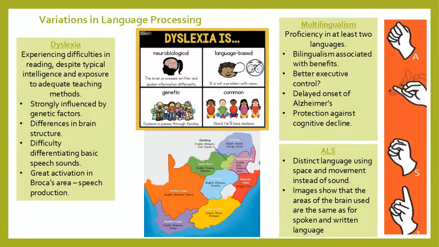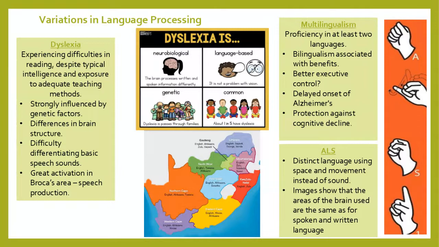Multilingualism is another language area that's interesting, and it means proficiency in at least 2 languages. I think as South Africans, we are all definitely multilingual. Bilingualism is 2 languages, and there are definite benefits. The more languages you speak, the more associated benefits. It looks at better executive control in your thinking. Apparently being multilingual or bilingual can delay the onset of Alzheimer's, and it's also protection against cognitive decline.